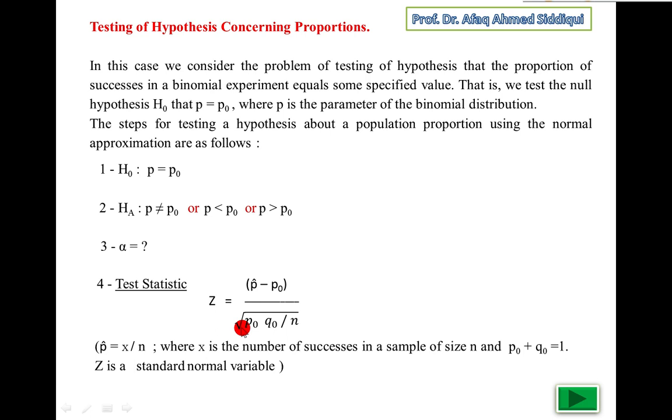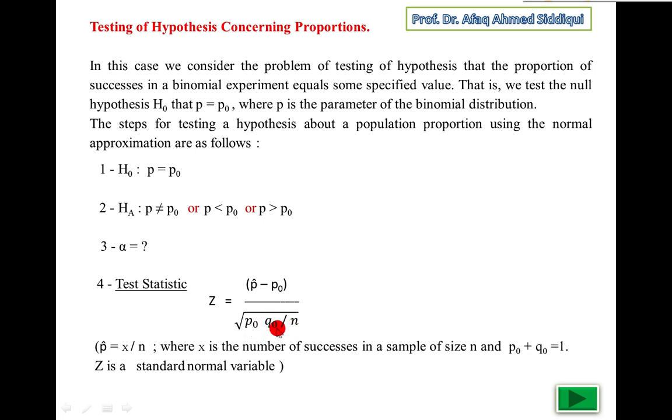Sigma is the standard deviation, and you know that the standard deviation of the binomial distribution is the square root of npq. So the square root of npq divided by n. If you simplify, the square root of n will cancel, and in the denominator will be the square root of n. Okay, so P cap minus P naught upon the square root of P naught Q naught upon n.